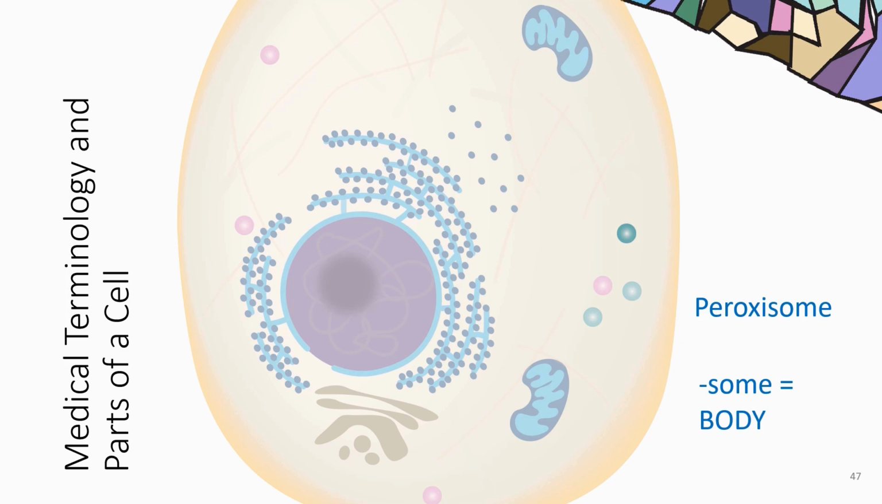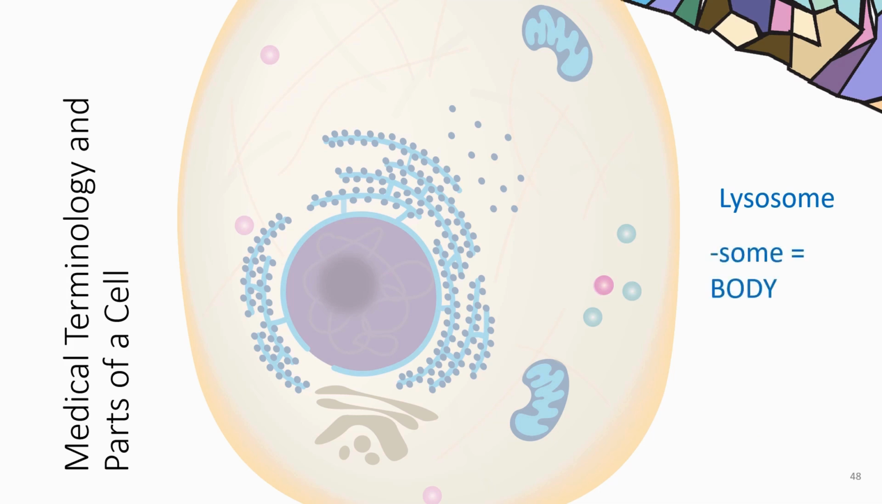These more pink colored ones are called a lysosome. And again, remember some as a suffix, S-O-M-E. If you need to take a look at your word list, please do so. It refers to a body, so it's a nice circular body or portion within the cell.